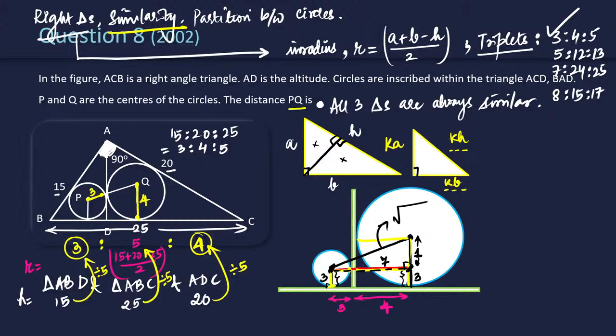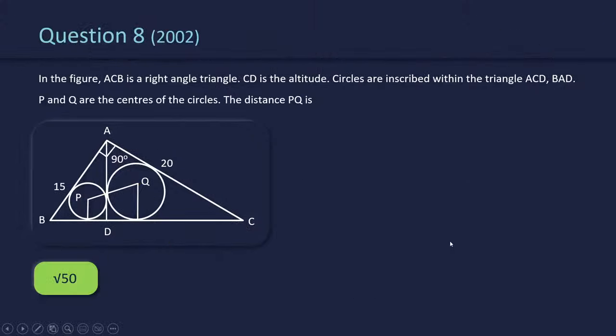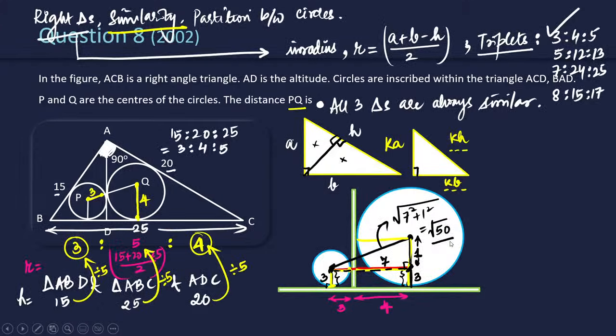It will be given as under root 7 square plus 1 square using Pythagoras. So this is going to be under root 50. So the distance between PQ is going to be under root 50. Okay? Under root 50. This is not an easy question.